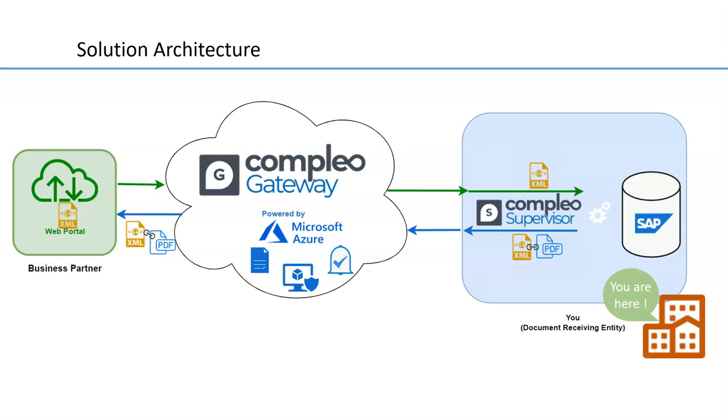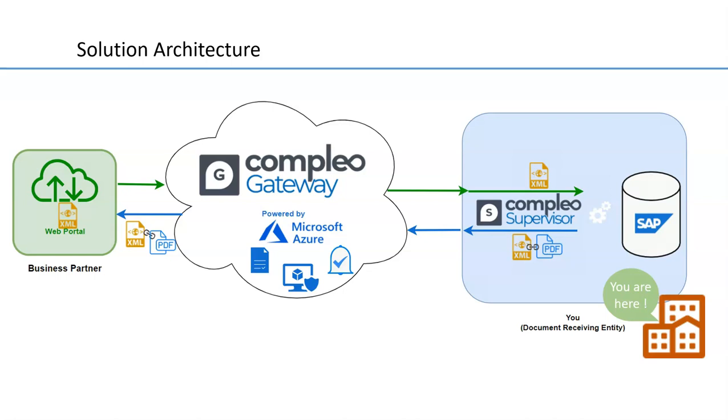parties have access to. This example flow will have a business partner log in to Compleo Gateway with their unique credentials and will be prompted to upload a purchase order in XML format. Once that happens, Compleo Gateway sends it to the document receiving entity's Compleo supervisor, which automatically integrates the purchase order into their SAP ERP system.